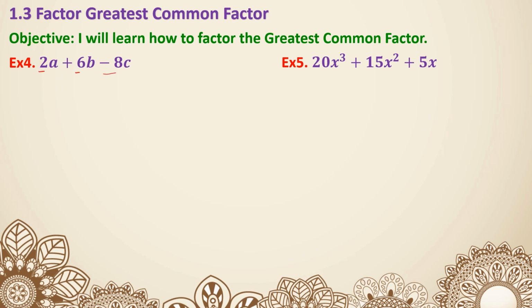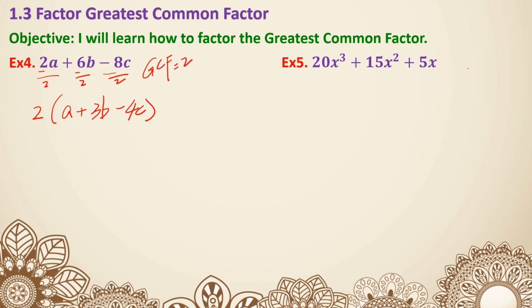We have a 2, 6, and a -8. In this case, they're all even, so we can actually take away a 2. That, in other words, means you're dividing every single term by 2. So we have an a left in the front. 6 divided by 2 is a 3b. Negative 8 divided by 2 is a minus 4c. And that is the result after factoring. Let me write on the side, my GCF is a 2.